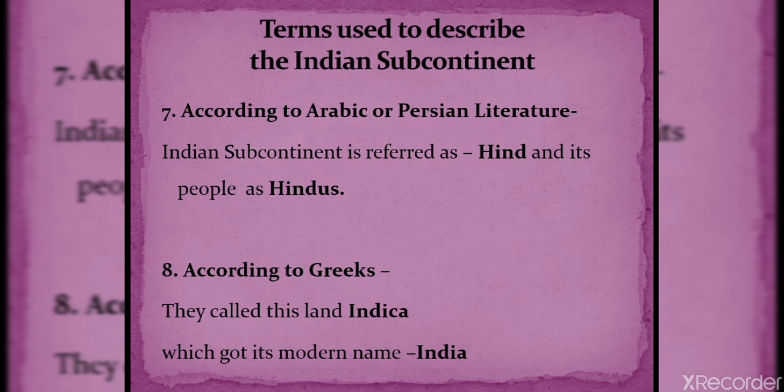Point number 7. According to Arabic and Persian literature, the Indian subcontinent is referred to as Hind and the people as Hindus. Point number 8. According to the Greeks, they called this land Indica, which got its modern name India.